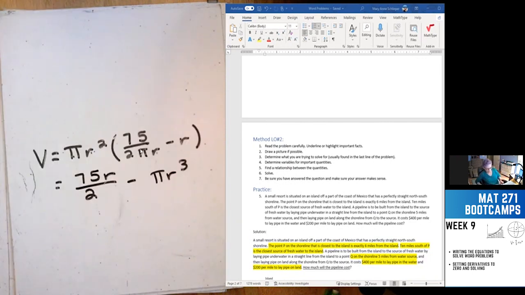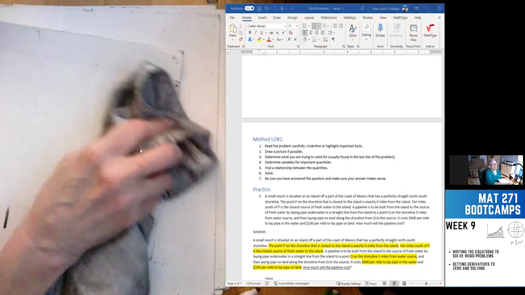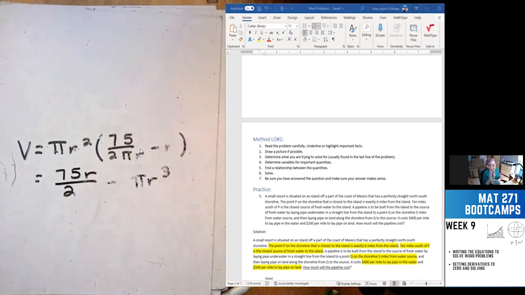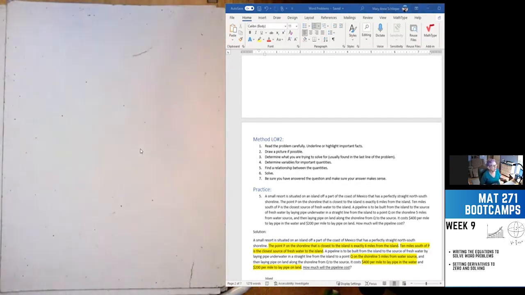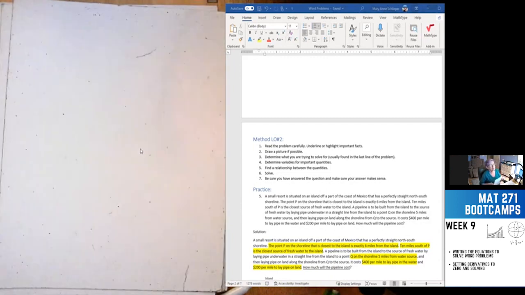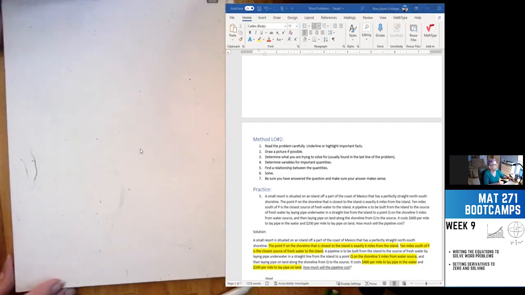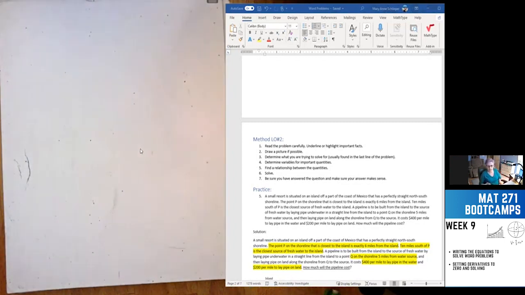Okay. So now the even more complicated optimization problems where we have pipelines and lifeguards and people running races. A small resort is situated on an island off a part of the coast of Mexico that has a perfectly straight north-south shoreline, which is very unrealistic, but in math problems, they're always perfect.